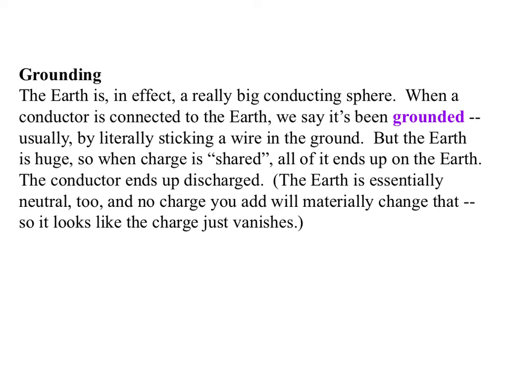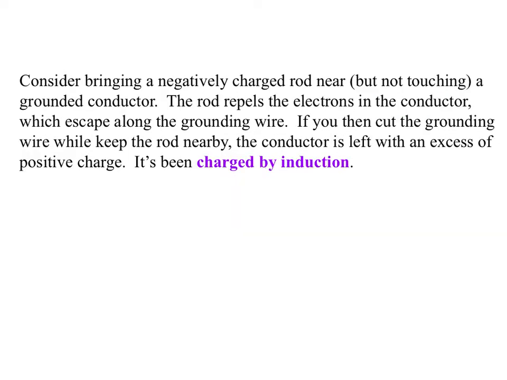If it has excess negatives, they flow into the Earth. If it has a deficit of negatives, then electrons will flow out of the Earth into it and cancel it. In both cases, the conductor ends up discharged, and the Earth essentially remains discharged. Now consider bringing a negatively charged rod near but not touching a grounded conductor. The rod repels the electrons in the conductor.